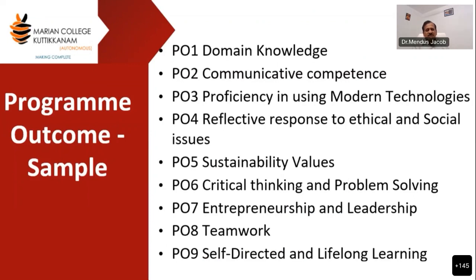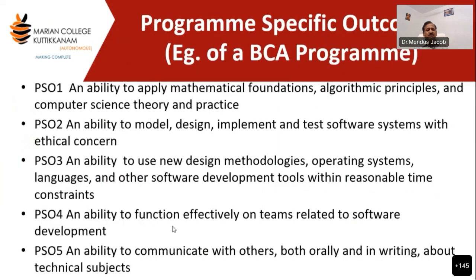Now, I'm listing an example of a program outcome. This is a sample program outcome. These are the program outcomes of our college, Marian College, Kuttikkanam. We have the first one, domain knowledge, then communicative competence, proficiency in using modern technologies, and finally the ninth one, self-directed and lifelong learning. So these are the POs of our college. This is only for an example. I am taking these POs to understand how we can calculate the attainments.